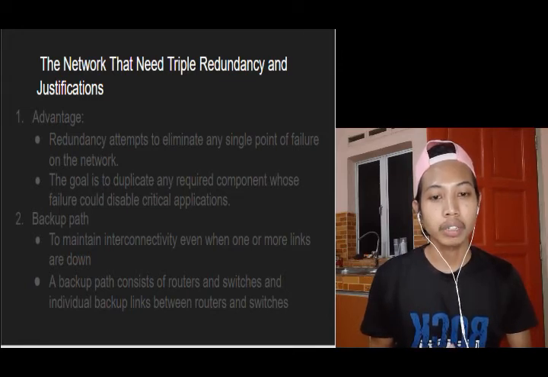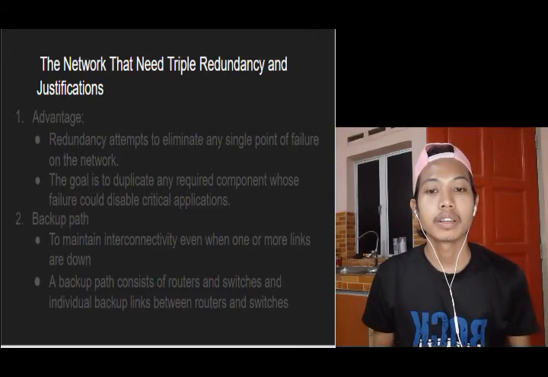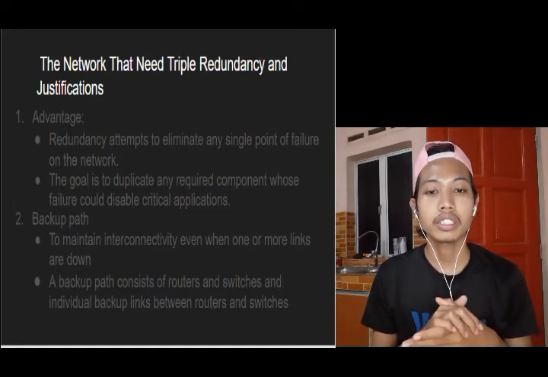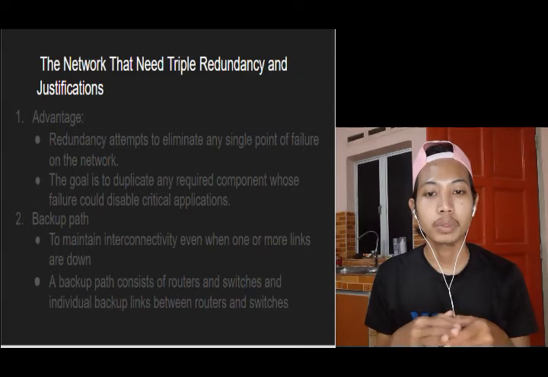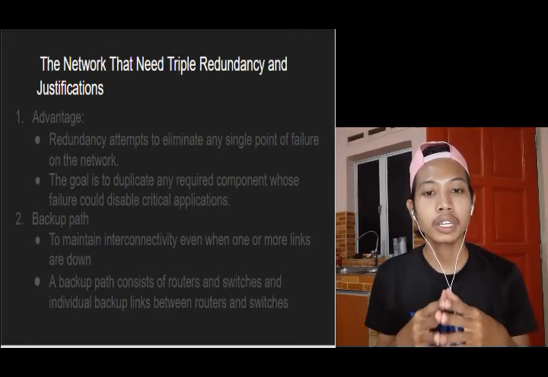Second, a backup path to maintain interconnectivity even when one or more links are down. Next, a backup path consists of a router and switch and individual backup links between the router and switch. For example, if there is any internet connection problem with the access point, with triple redundancy the hospital will have another backup at the access point to connect to the internet.